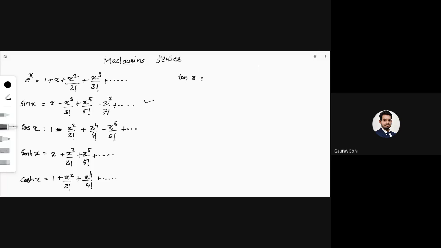Then tan of x is x plus x cube by 3 plus 2 x raised to 5 divided by 15 and so on. Tan h of x, with alternate minus signs: x minus x cube by 3 plus 2x raised to 5 by 15 and so on.